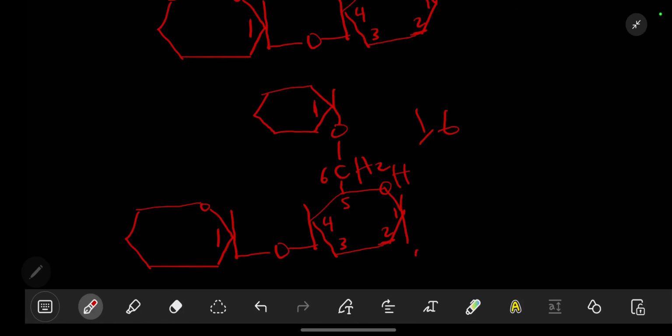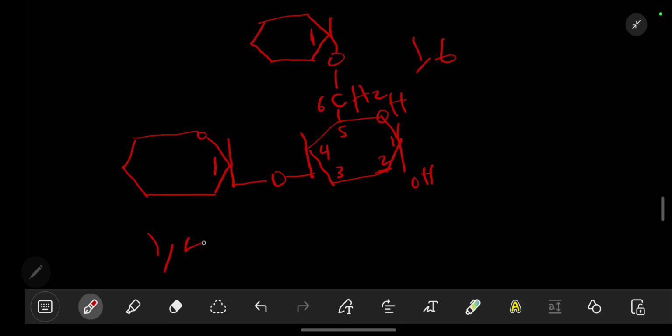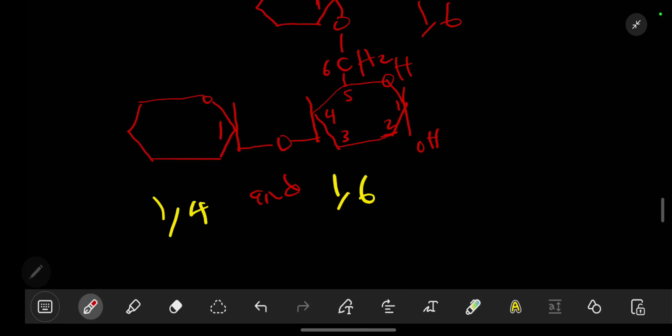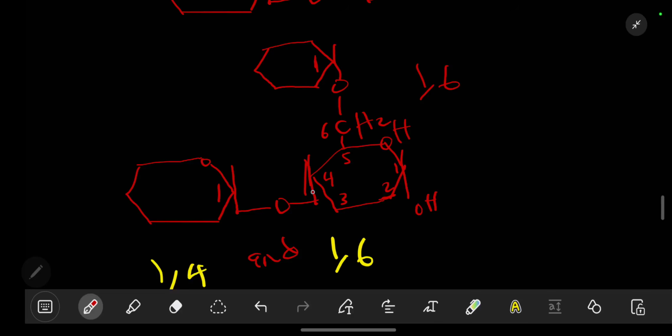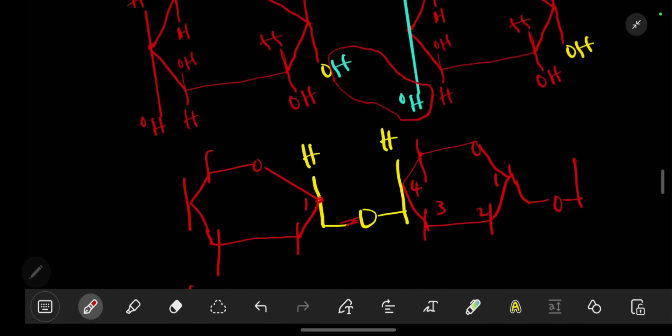Remember here it's HOH like that. Then what we are going to get is that we have a 1-4 and a 1-6. So this is the structure of amylopectin. Now amylopectin is easy to digest because of these branches, meaning enzymes can easily work. They have greater surface area, meaning they can work at many points at the same time. On the other hand, amylose is not so easy to work on, since these are just linear chains, meaning enzymes do not have a lot of points to work on.